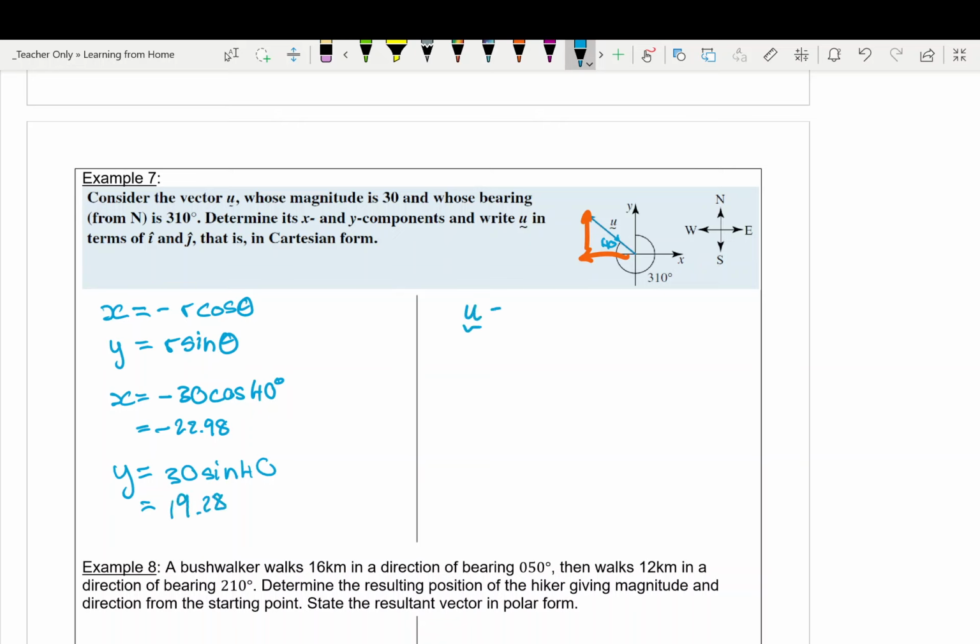So u in Cartesian form is going to be negative 22.98 i plus 19.28 j. If you're following along with your textbook, you'll notice that they use instead positive 30 cosine of 140 and positive 30 sine of 140. So I want you to have a think, where does this 140 come from? Plug it into your calculator, do you get the same solution?